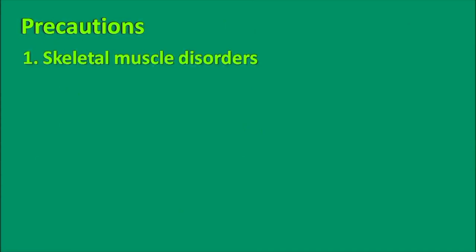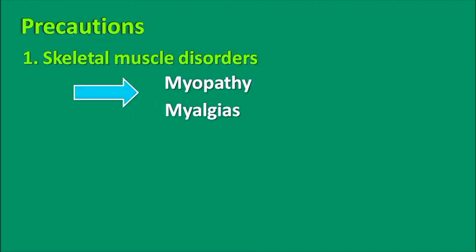What are the precautions? The first important precaution is skeletal muscle disorders. If any patient has skeletal muscle disorders like myopathy or myalgias, or any muscle pain is observed during treatment of patients with Fenofibrate, then this drug should be immediately stopped and replaced with another type of drug.